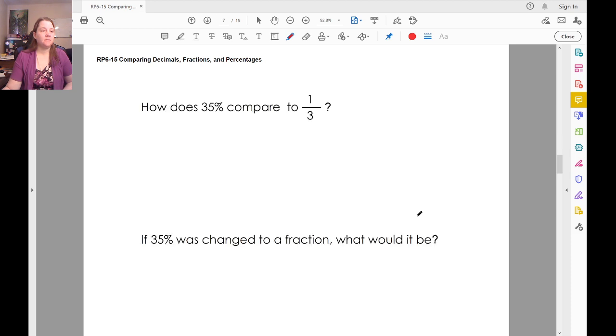Bonus! So they want to ask, how does 35% compare to 1/3? This is where things get a little bit tricky because 1/3 does not easily change into 100. They ask if 35% was changed to a fraction, what would it be? Well, it would be 35 over 100.